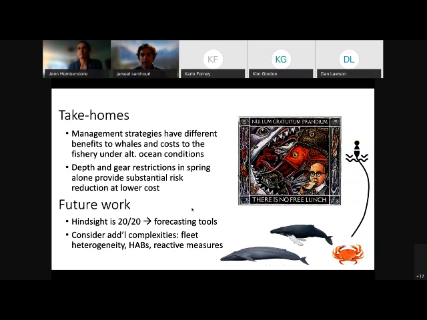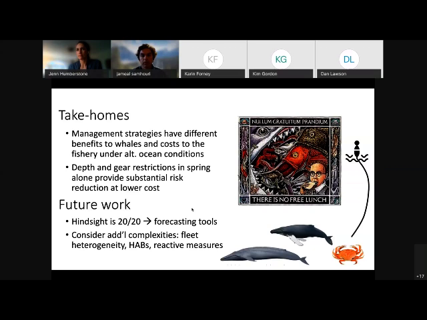Second, the depth and gear restrictions in spring alone seem to provide substantial risk reduction at lower cost of the fishery and may be simpler to implement and more easy to communicate. Finally, this is all rewinding the clock and looking backwards in time. Of course, the challenge is knowing where we are now and looking forward. And so that really points to the need for development of forecasting tools and determining the performance of these types of management actions moving forward.